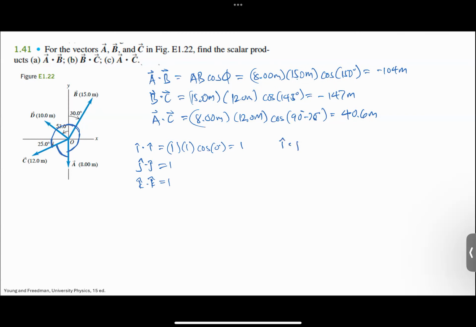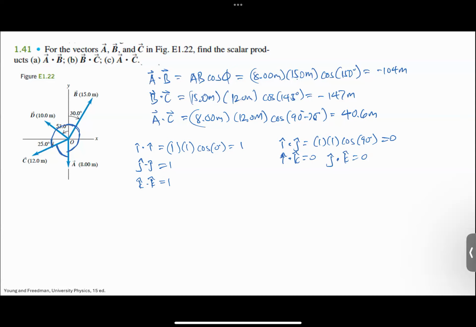Now, I dot J hat is equal to 1 times 1 cosine ng 90 degrees kasi yung I nakaturo sa x-axis at yung J nakaturo sa y-axis. So yung angle between them is 90. So 0 yan. So I dot K hat is also 0. Yung J hat dot K hat is also 0. And then so on and so forth.